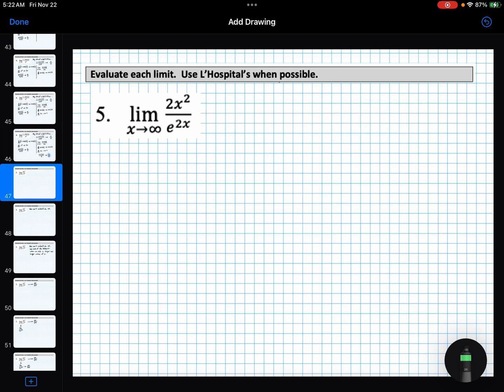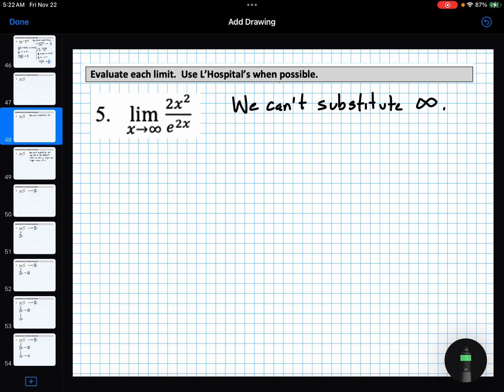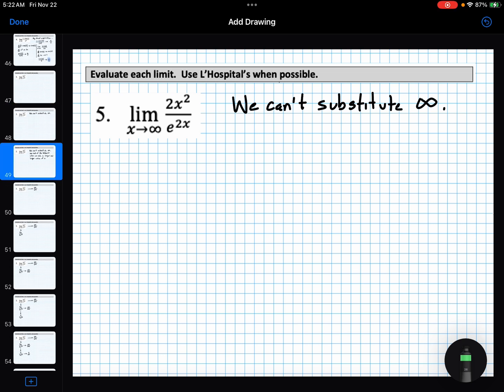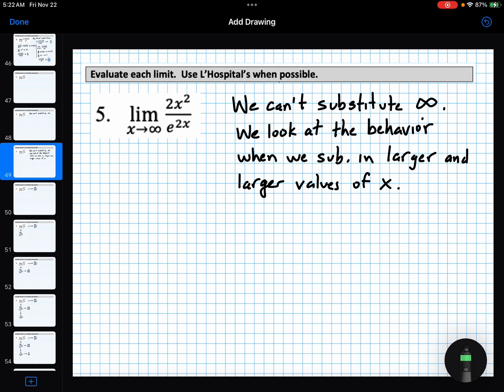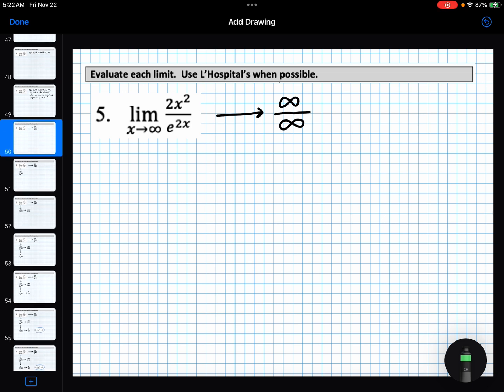All right, here's a last one here. This is unique because we're now having an x value approaching infinity. Of course, infinity is not a real number, so you can't substitute it in. So we simulate substituting it in by just putting in larger and larger values. We look at the behavior of the numerator and the denominator as we substitute in larger and larger real number values of x. And in this case, if we did that, the numerator is going to get bigger, the denominator is going to get bigger.